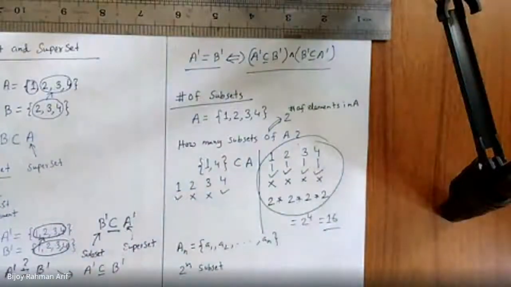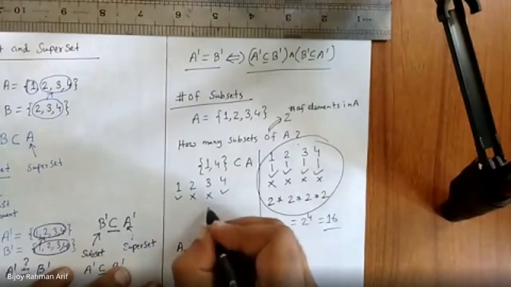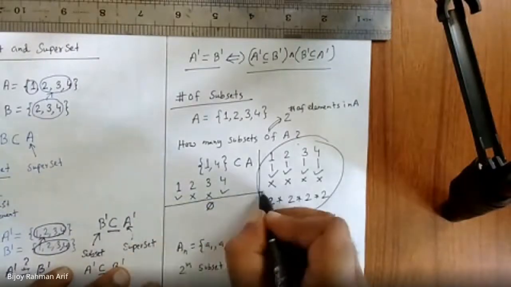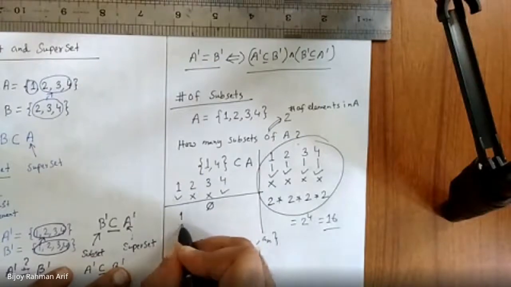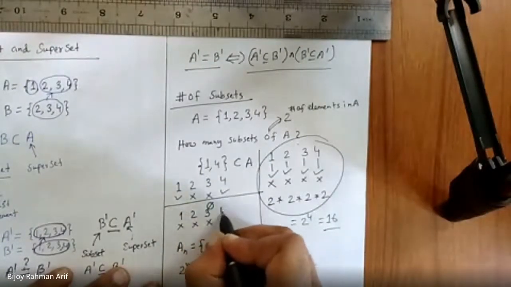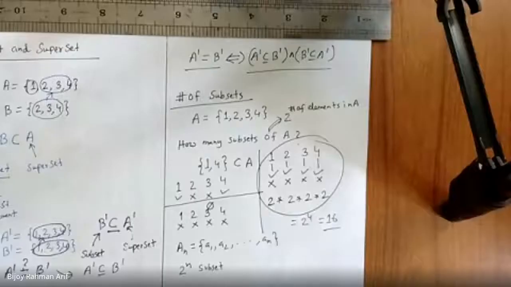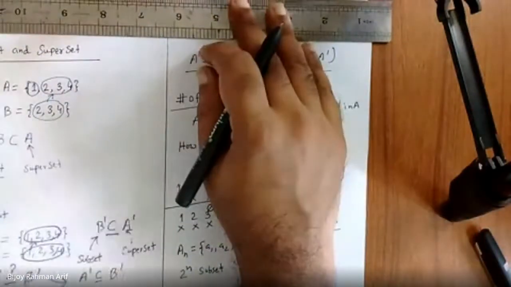Sir, are we considering the null set here? Of course, because what is the null set? Null set means we did not take 1, we did not take 2, we did not take 3, we did not take 4. We take nothing. So this is also a combination. Am I right? Yes. So let's go to the next topic.